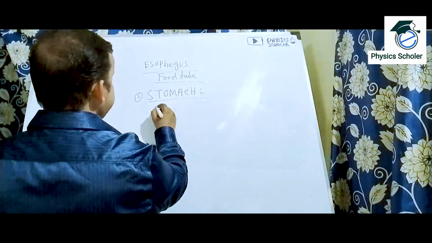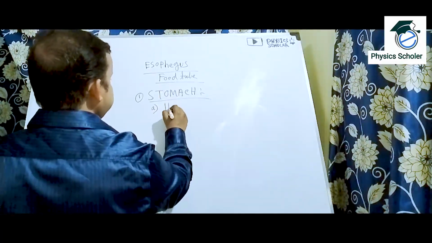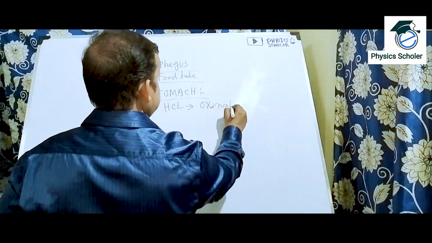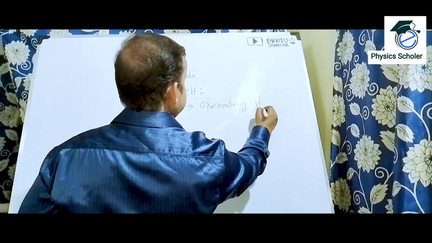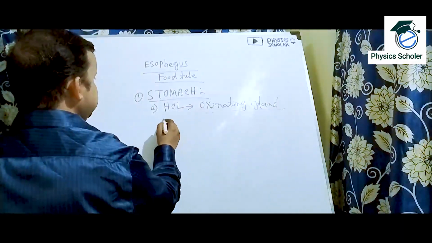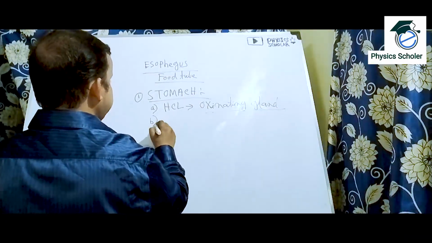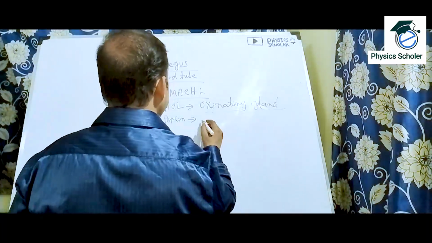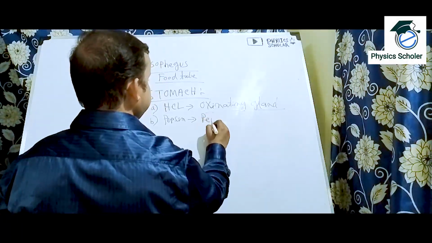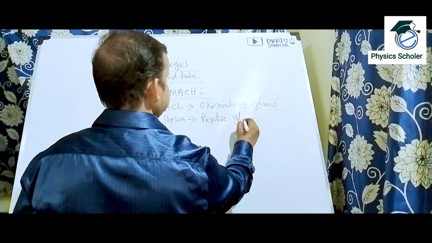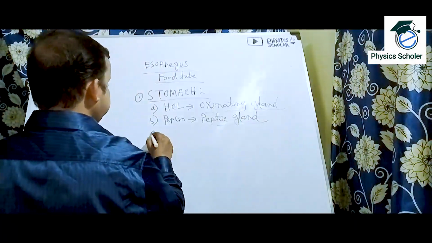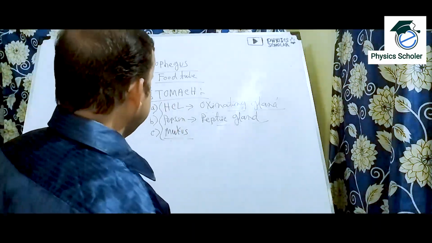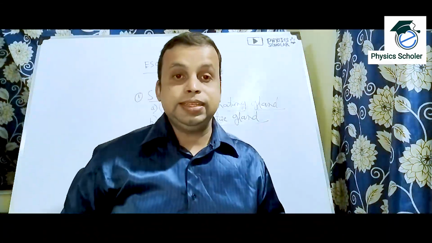So inside the stomach, what will be secreted? HCl will be secreted from the oxyntic gland, which is inside the stomach. So HCl, hydrochloric acid, will be secreted, and pepsin will be secreted from the peptic gland. And obviously some mucus will be secreted. That is what will happen inside our stomach.